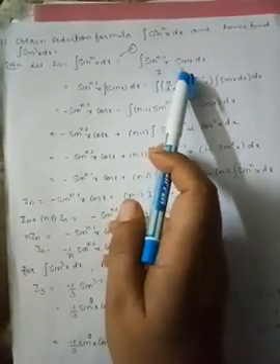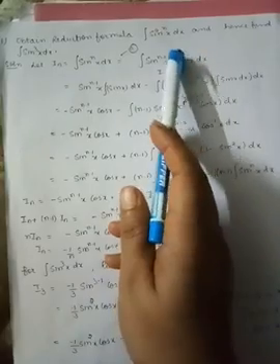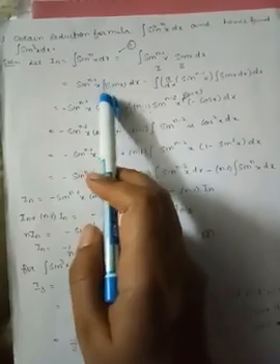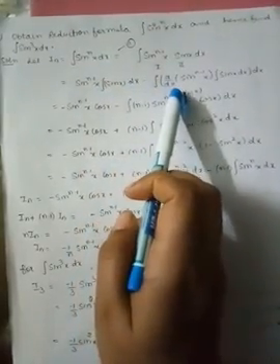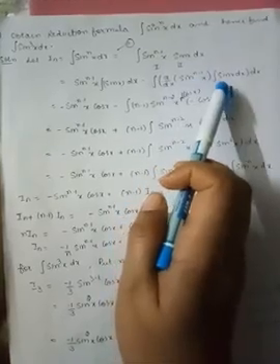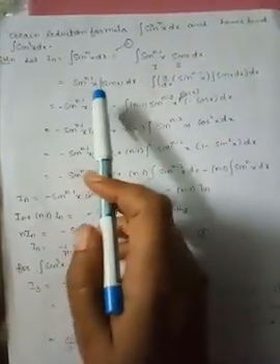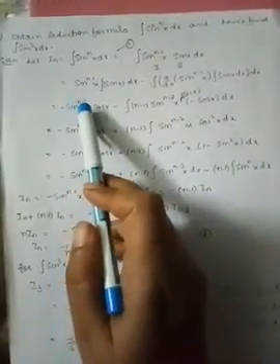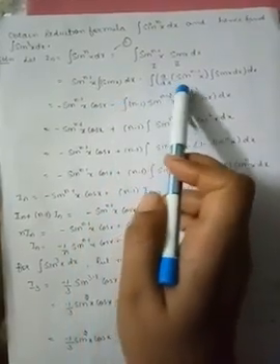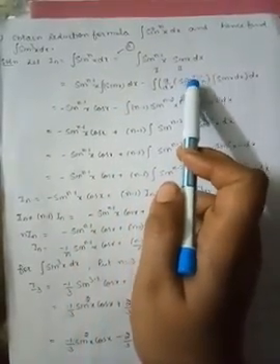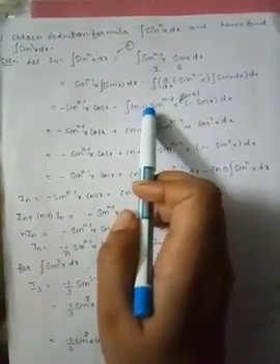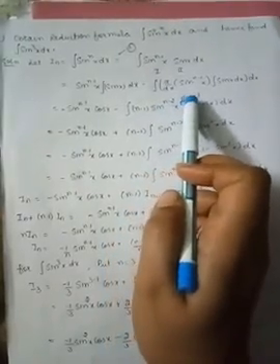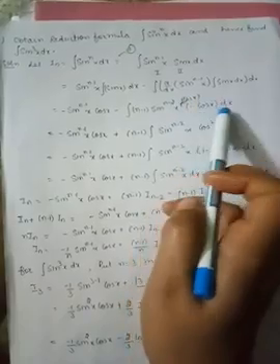Call sin^(n-1) x the first function and sin x the second function. Using integration by parts on this integral, we get sin^(n-1) x times the integral of sin x dx, minus the integral of the derivative of sin^(n-1) x times the integral of sin x. Now the integral of sin x is minus cos x, so the first term will become minus sin^(n-1) x cos x, minus the integral of the derivative of sin^(n-1) x, which is (n-1) sin^(n-2) x, and after that the derivative of sin x is cos x, and the integration of sin x is minus cos x dx.